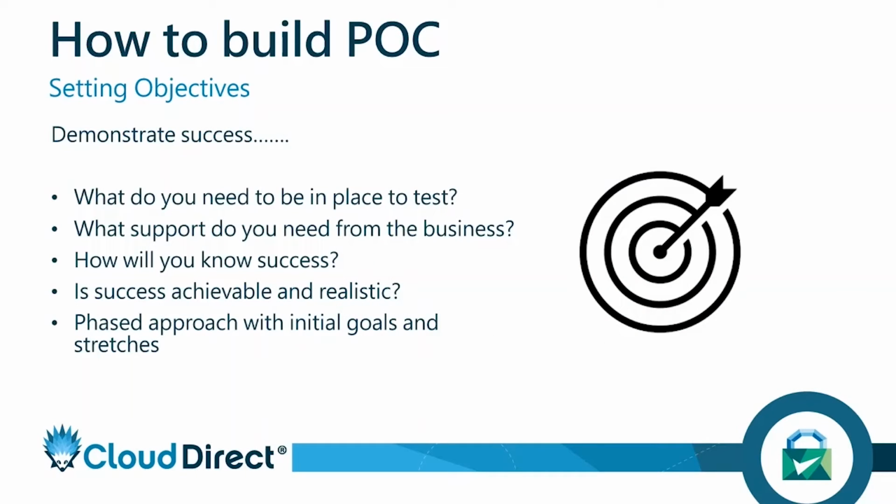Once you've got an understanding of what your users are doing, how they're going to do it, what a target operating model looks like going forward for delivering desktop services, we need to start setting some objectives. Okay, I've got a POC, I've got some time lined up, I've got a budget confirmed, I've got a scope of what I want to test. How am I going to test it?